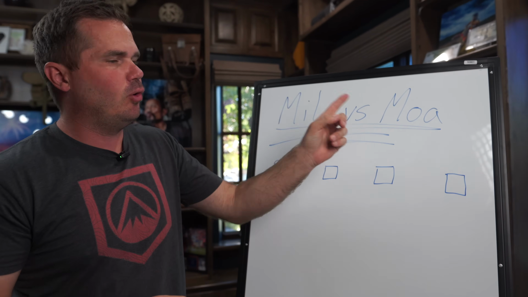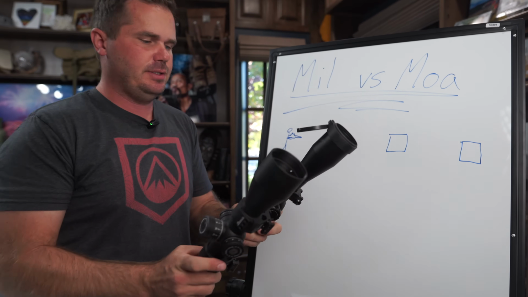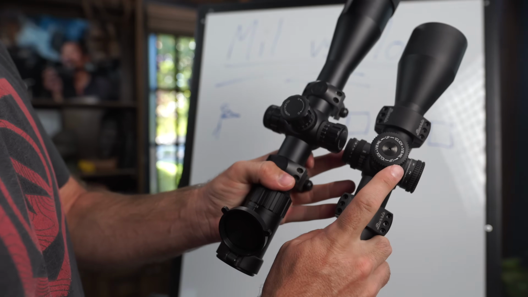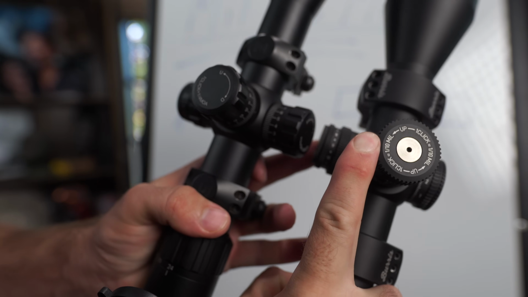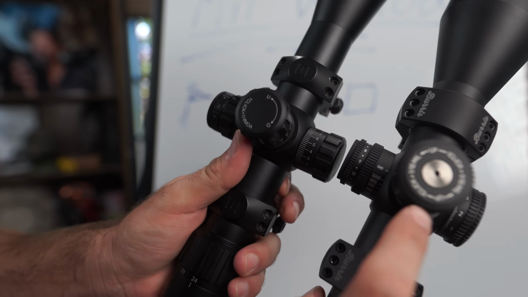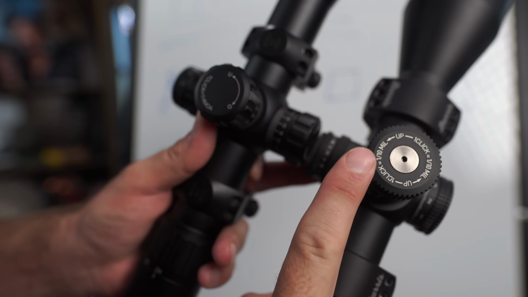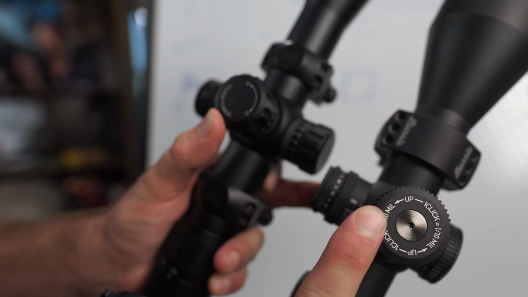Today we're talking about MOA versus mil. The place that this is relevant is when you're getting a new hunting scope and you have to pick which system. Do you want to go in the mil system or MOA? You can always see it right on the top of the turret. It's going to say, we're going to explain some of these other numbers in a minute, but that is a mil and that is an MOA system.